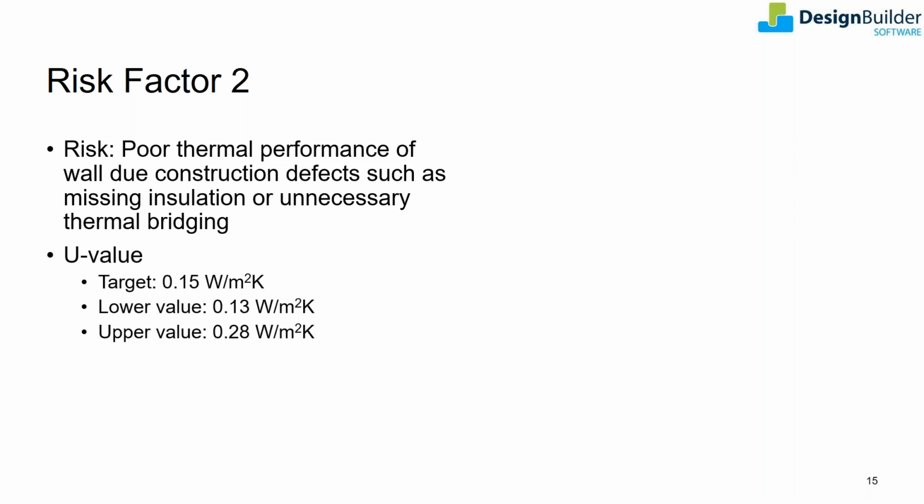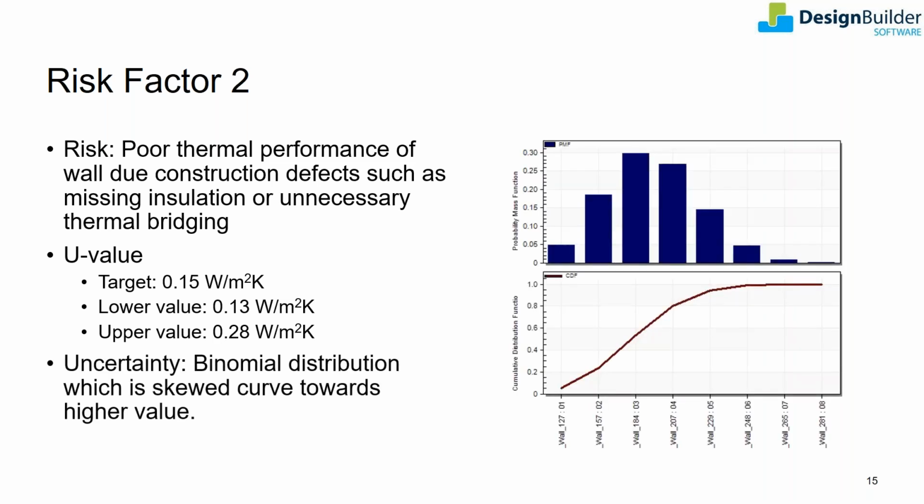The target U value is 0.15 watts per meter square Kelvin, and as it is highly likely that the wall performance would be poorer rather than better, the lower value is 0.13 and the upper value is 0.28, with a distribution curve that would be skewed towards a higher value. Therefore, the distribution selected is binomial with more probability lumped towards the right.